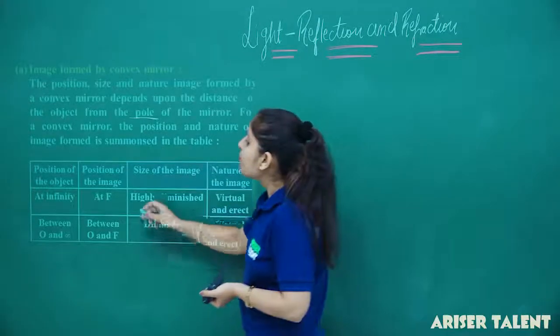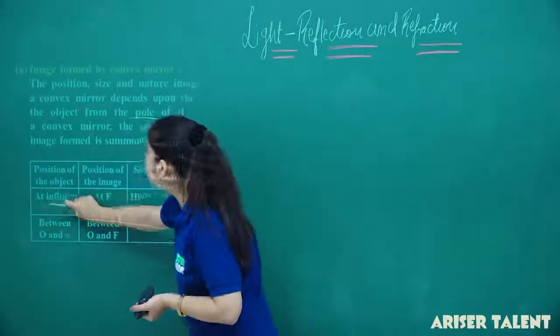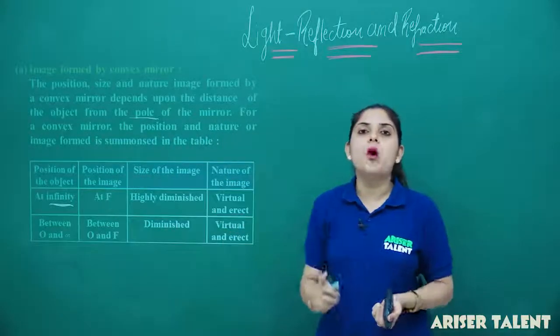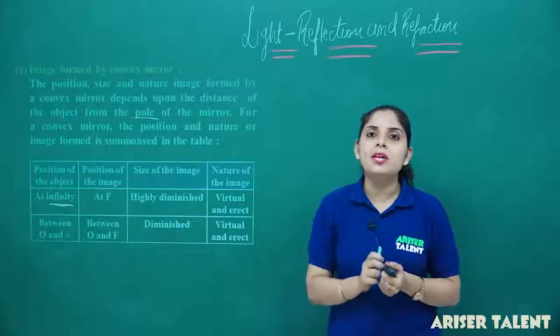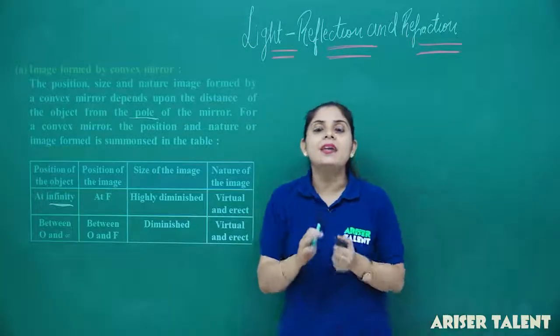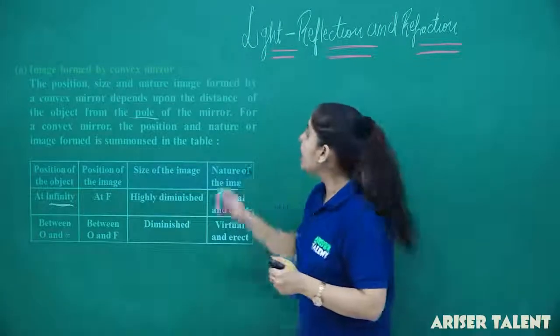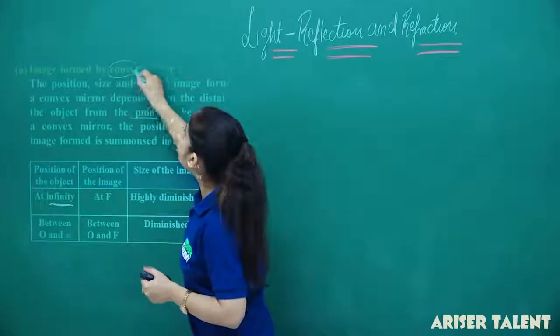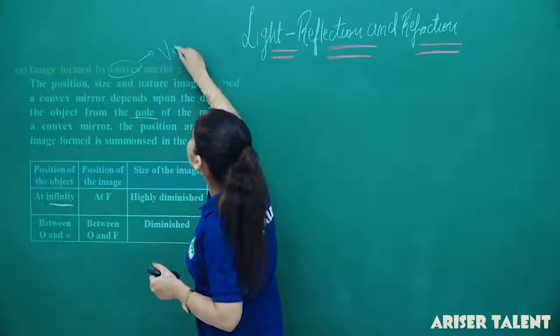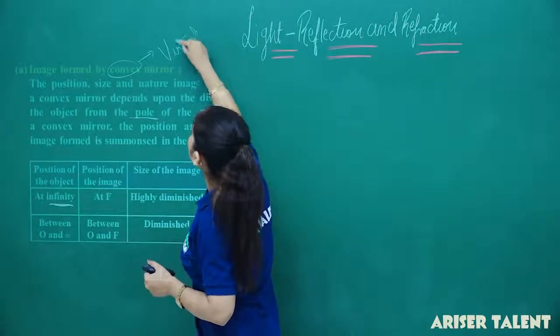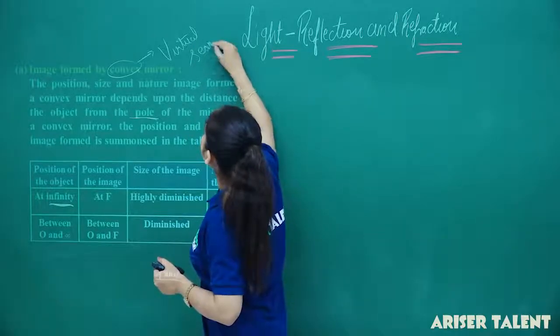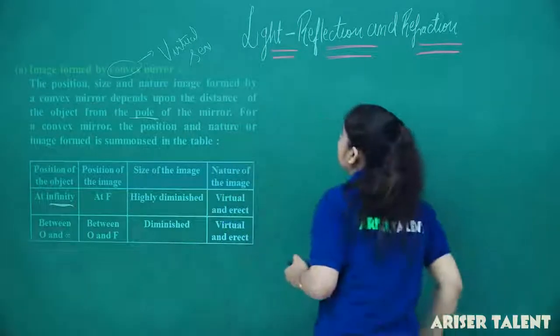So, firstly, when you place the object at infinity, the image will be formed at the focus and the image will be virtual and erect and highly diminished. So, in case of the convex mirror, you can see that we will get a virtual and erect image.